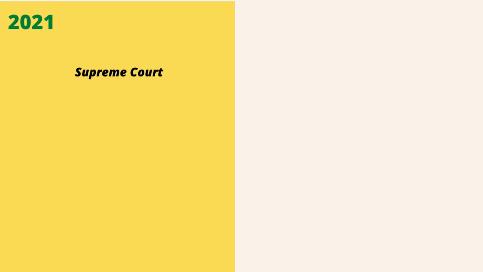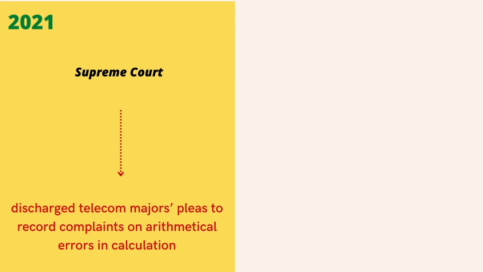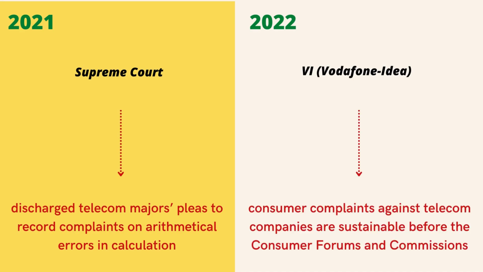In July 2021, the Supreme Court discharged telecom majors' plea to record complaints on arithmetical errors in calculation. In a recent case, the Supreme Court dismissed the appeal by Vodafone Idea and held that consumer complaints against the telecom companies are sustainable before the consumer forums and commissions.